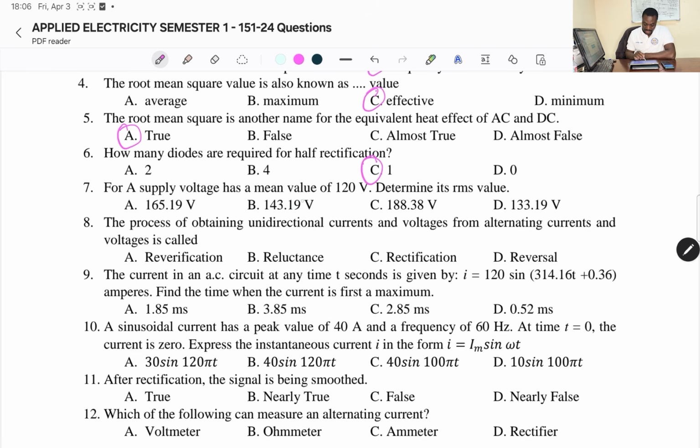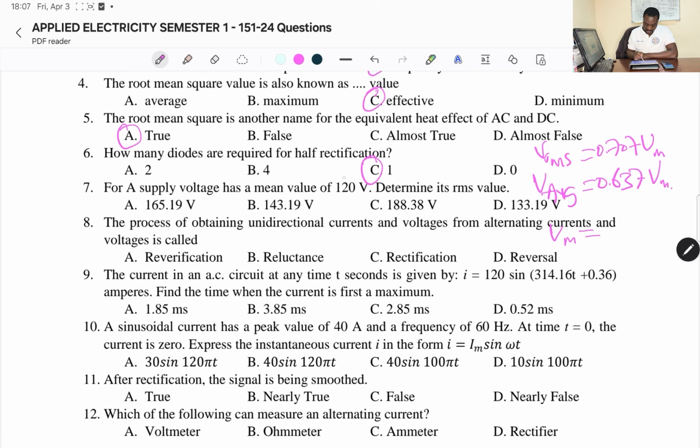So to get this, first we have to get the maximum value, because we know that when it comes to root mean square voltage, VRMS will be equal to 0.707 times the maximum value. So I have to first get the maximum value. And since we are given the average value, we know average voltage will be equal to 0.637 times the maximum value. So I have to get Vm from this.